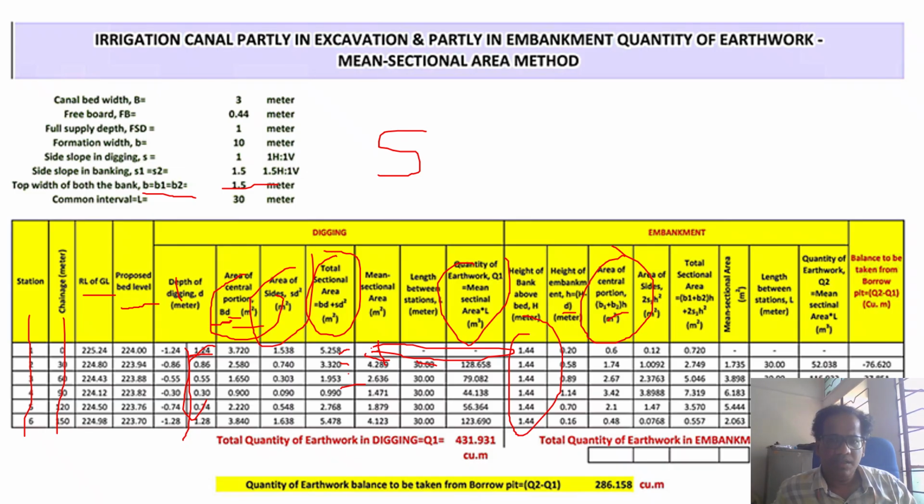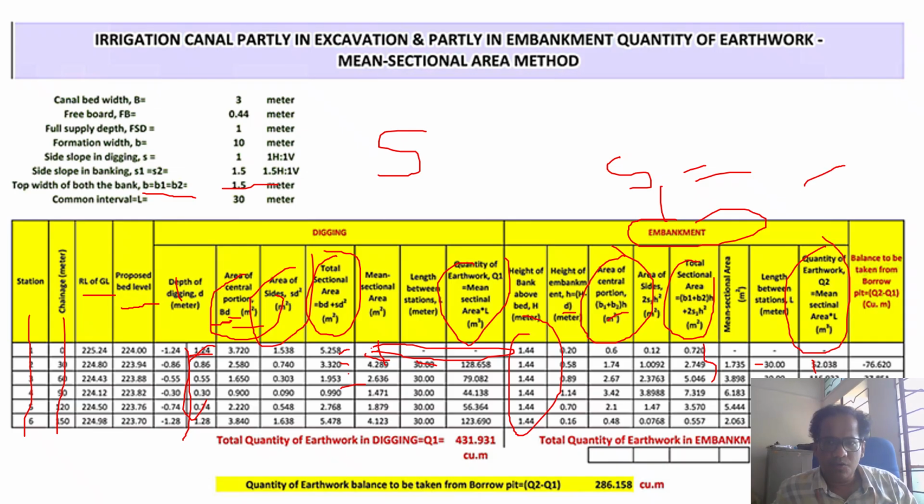So if you sum up B1 plus B2 into h plus 2 times S1 h square, S1 is the side slope of the filling embankment, you will get total area. This is regarding embankment, what we are discussing now. Now we will use the mean sectional area method. So calculate A M as A1 plus A2 by 2. Similarly, you can calculate the rest of the areas. Now multiply with length, we will get volume. So this is regarding quantity of earthwork for filling.